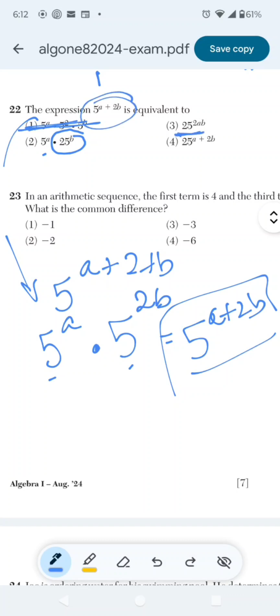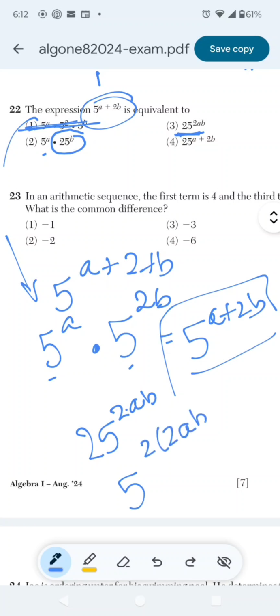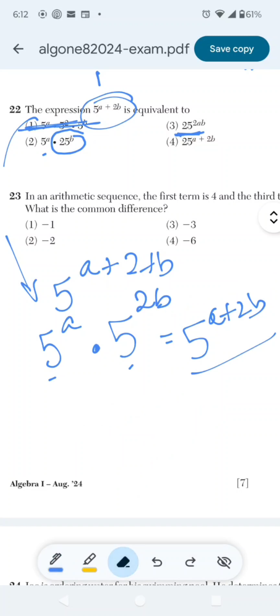Same, now here, even if I rewrote that as 25 squared ab, there's nothing being added. I can rewrite that with a base of 5, but it'll just be 2 times 2ab, which would be 4ab, and that's not what I want. And then for the last one, same thing. I can rewrite that with a base of 5, but it's just going to give me a factor of 2 where I'm going to end up having to distribute and multiply that, and it won't be the same.